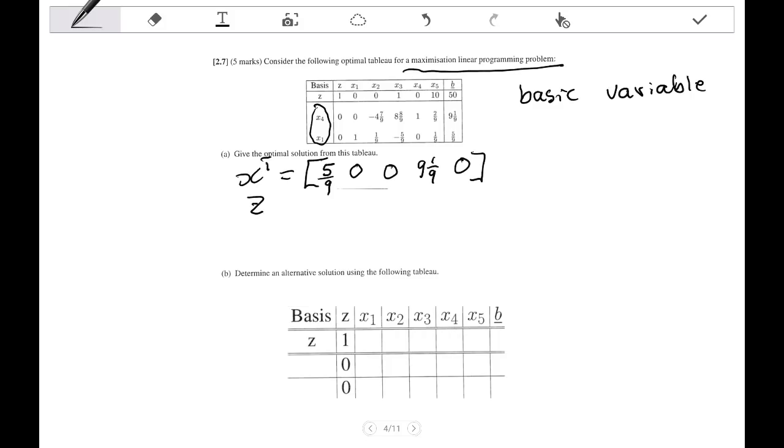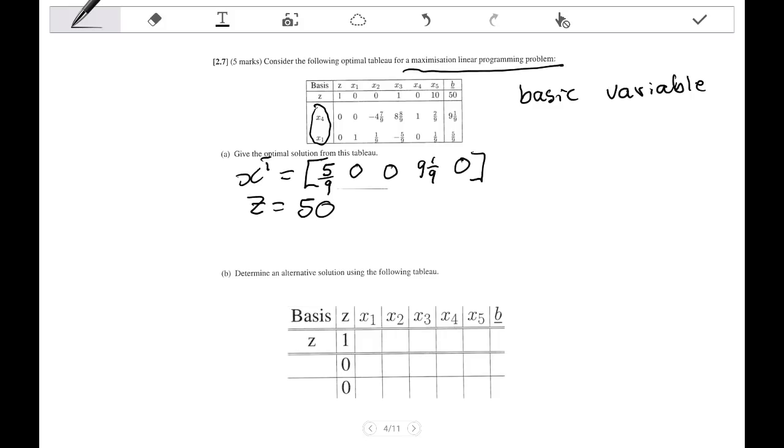And then for the z, z is equal to 50. Then you're done. That's your solution. So this is the optimal solution from the table. You just take it from the table. Then you have part b.